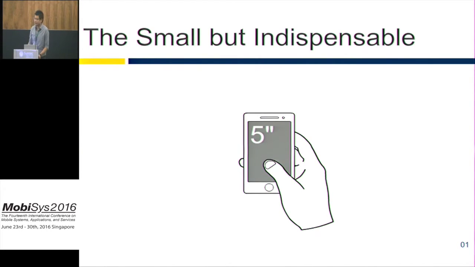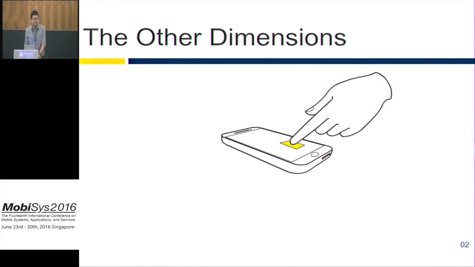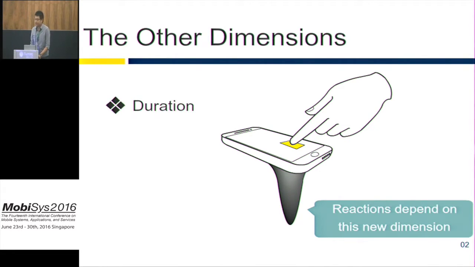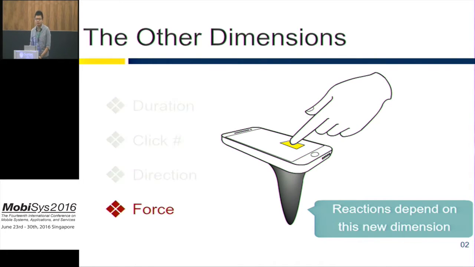That is the reason many people start to think about using other dimensions to increase the capability of a human to talk to their smartphone. What I mean by another dimension is that even if you touch the same area of your touch screen, you might get different responses based on the information of these other dimensions. So this other dimension could be the duration of your touch. It could be the number of clicks you made in your touch, or the direction in which you swipe. And more recently, people start to think about using the touch force as one of these other dimensions. That is also the focus of this presentation.